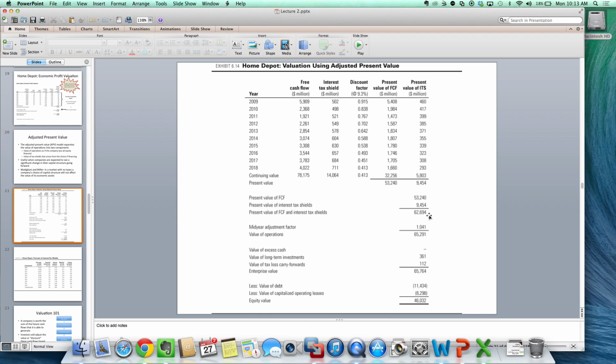Said another way, if Home Depot didn't have any debt in its capital structure, what would its value be? 53,240? So that's the point. Why are they worth 62,694? Because of the tax subsidies the government is giving them on the capital structure. Everybody see that? So here's what you do in the real world with the APV model: you run simulations.